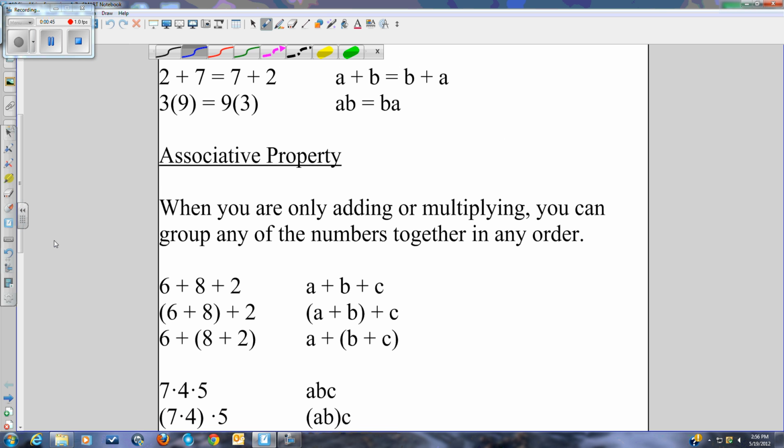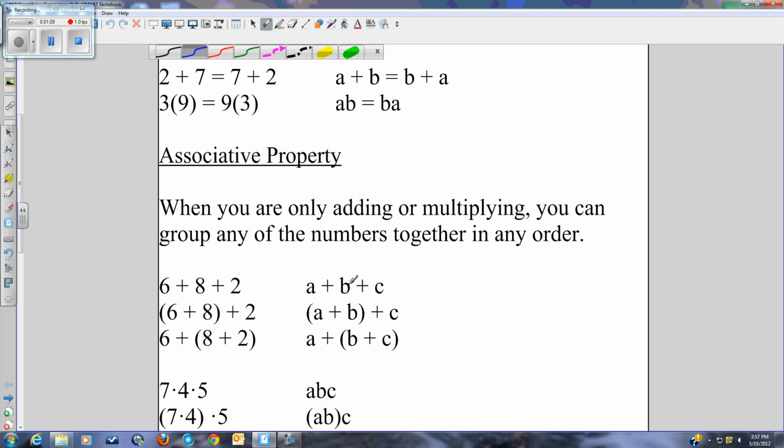And the associative property, this occurs when you are only adding or multiplying. You can group any of the numbers together in any order. So for instance, 6 plus 8 plus 2. It doesn't matter if you add the 6 plus 8 first and then add the 2, or add the 8 plus 2 and then add the 6. You still get the same answer of 16 each time.